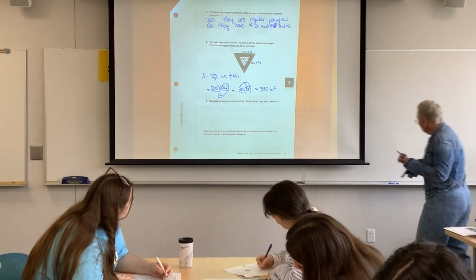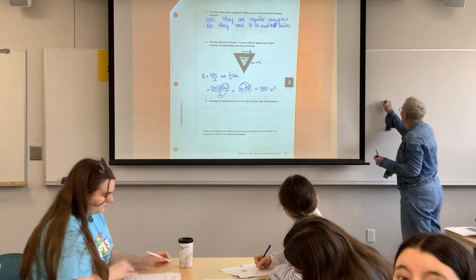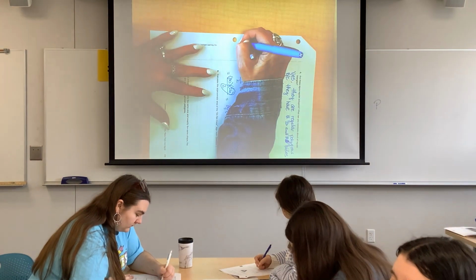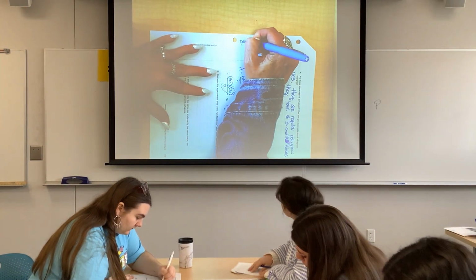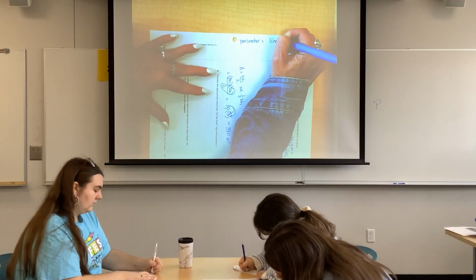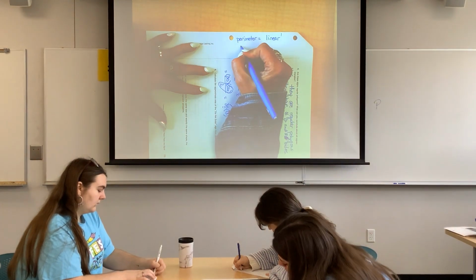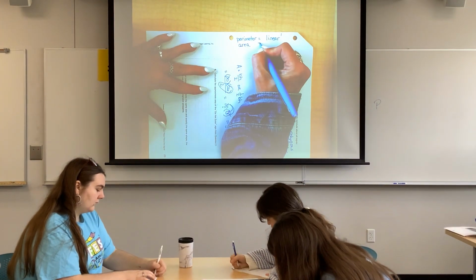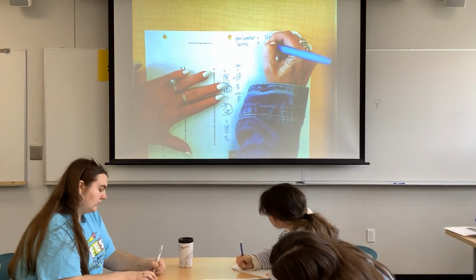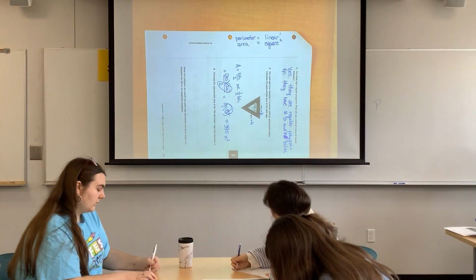Linear measure, perimeter. Perimeter or circumference, either one, is always linear. That means to the first power. Feet to the first power. Centimeters to the first power. Area, because you multiply length times width, you multiply centimeters times centimeters, you have square units. So square centimeters, square feet.